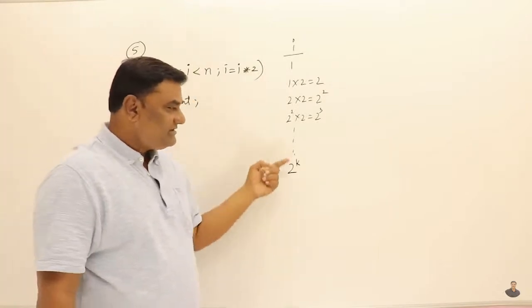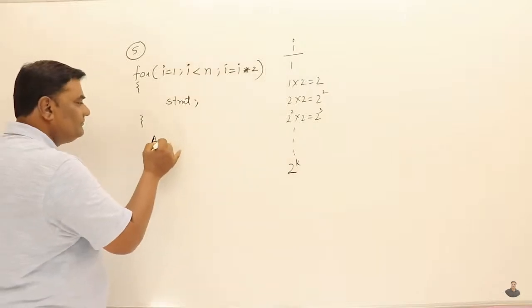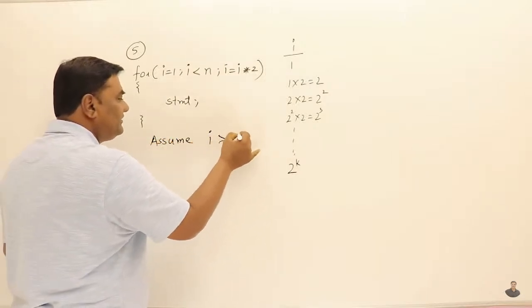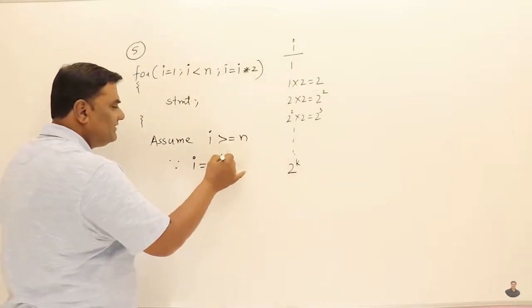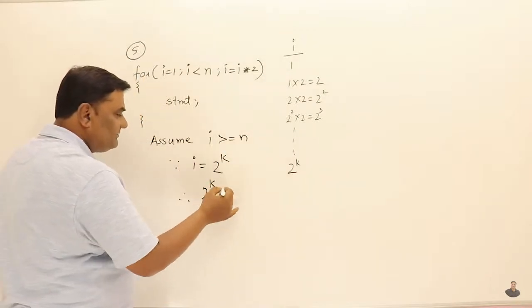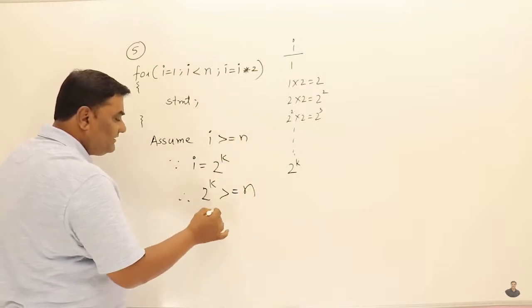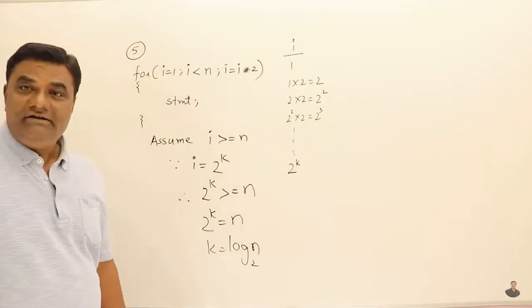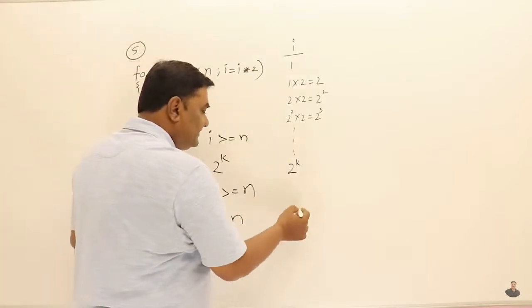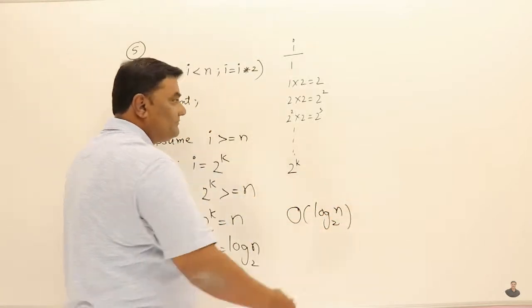So we assume that when it has repeated for some k number of times, i became greater than or equal to n. And what's our i value? 2 power k. Since i is equal to 2 power k, therefore 2 power k has become greater than or equal to n. Now if I take 2 power k equals n, then k is how much? Log n base 2. Yes, this is the time complexity. So the statement will execute for order of log n base 2 times.